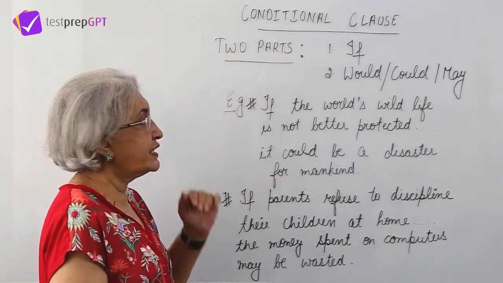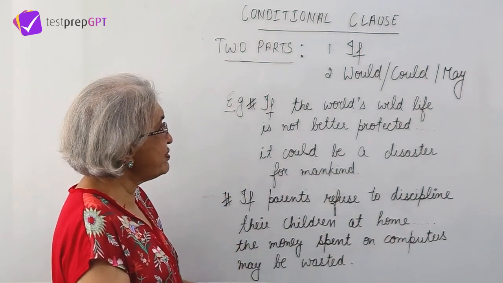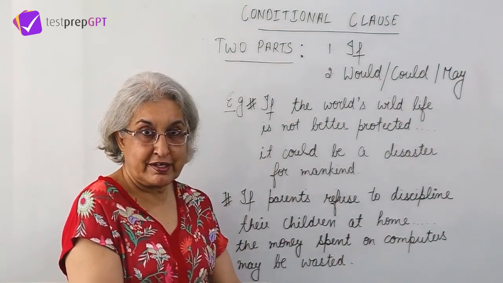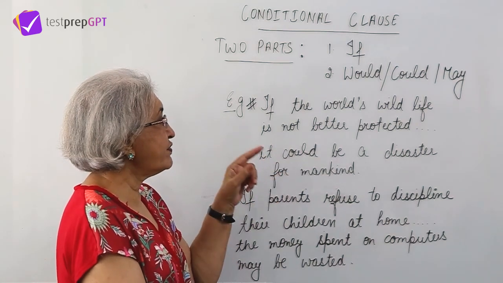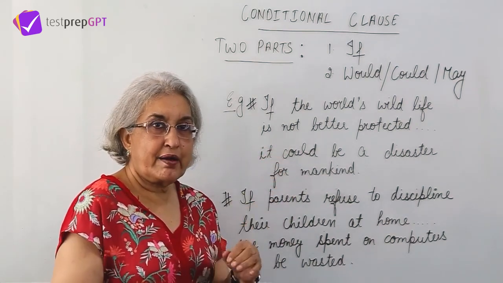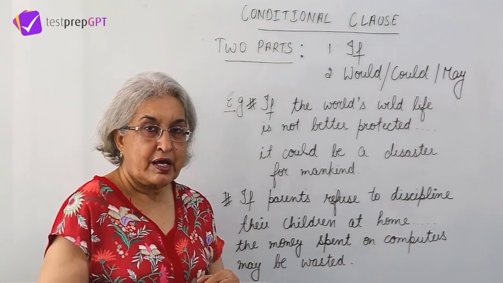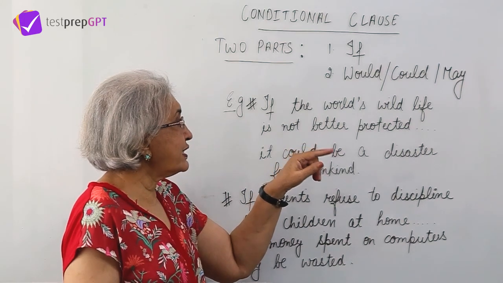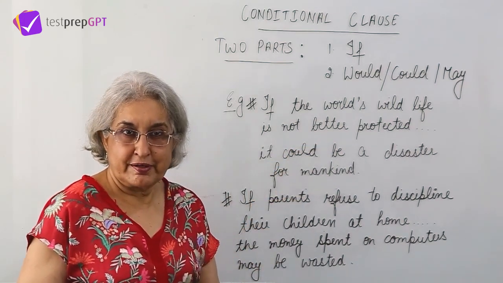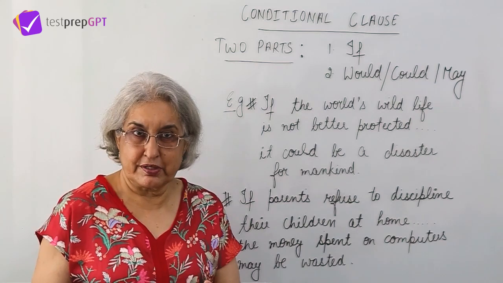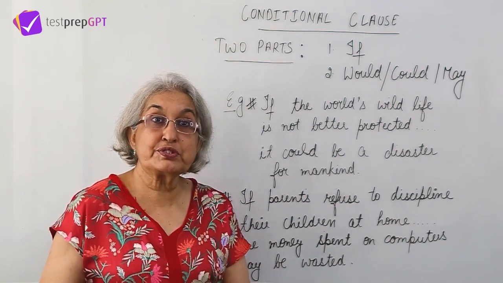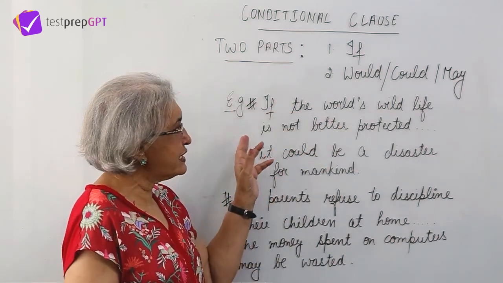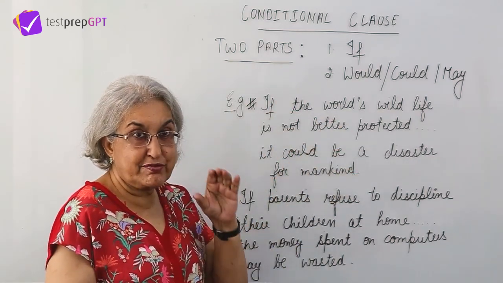So here we have the examples. In the examples, we see that the first part of this sentence starts with if. If the world's wildlife is not better protected. Here we have a statement. If we were to just put it differently, we would say the world's wildlife is not better protected. But that is a straightforward statement. However, we want to use a condition, if. So we say, if the world's wildlife is not better protected. So that's the first part.